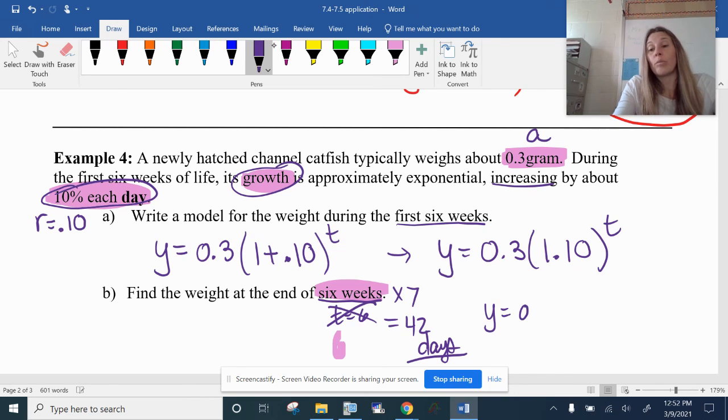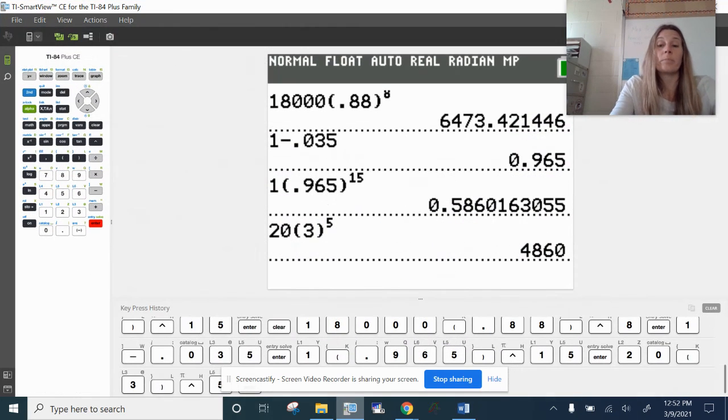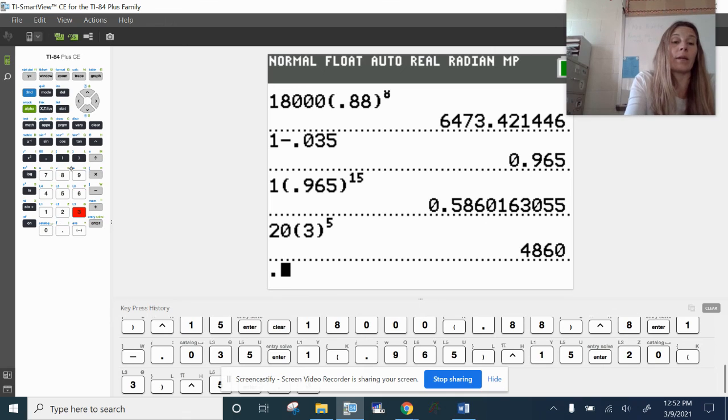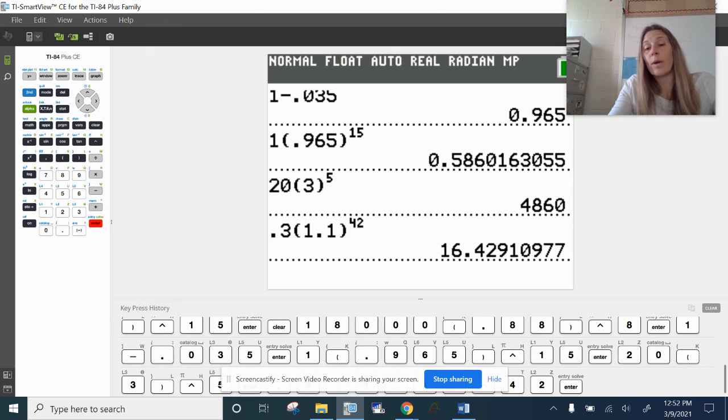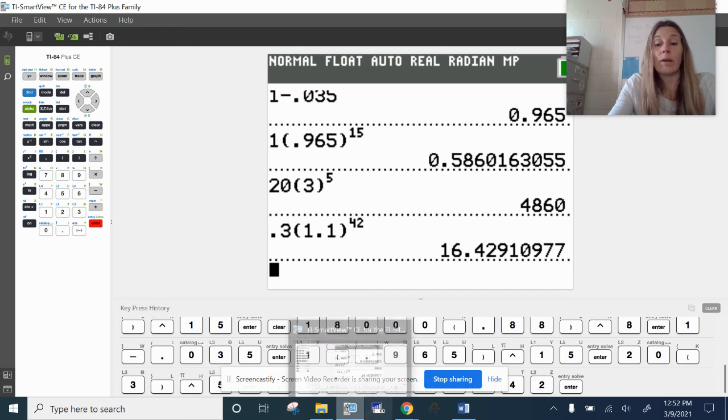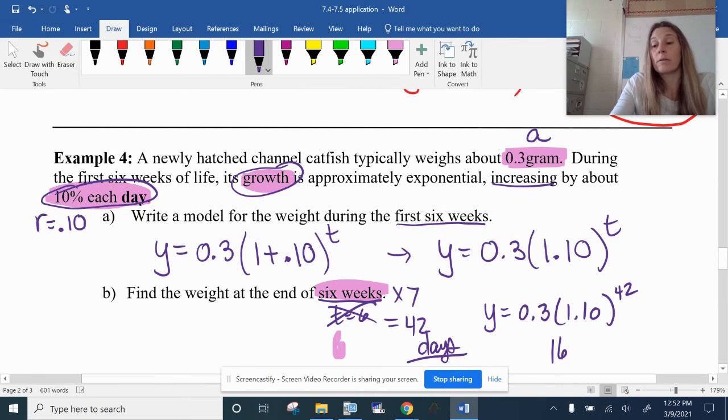So you're going to do 0.3 times 1.1 raised to 42. So that's what we need to do. And this will give us our weight, which is 16.429. So I'm just going to make it 16.43. And that would be grams.